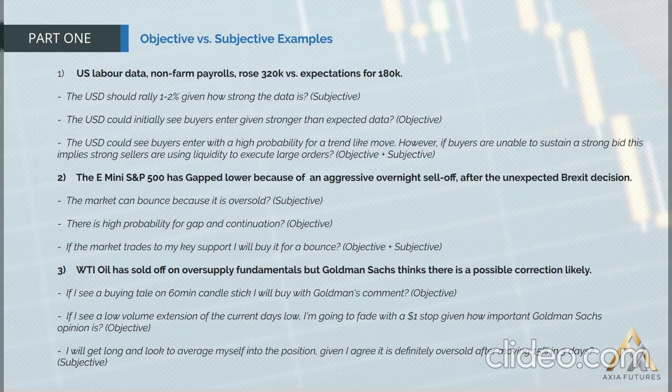Then, our next example. If I see a low volume extension of the current day's low, I'm going to fade it with a $1 stop given how important Goldman Sachs' opinion is. Again, it's a trick. Of course, we're leaning on Goldman Sachs' comment. However, we are utilizing an objective trading strategy to execute on. And because of that, we are remaining objective, even though we are using somewhat a subjective statement from Goldman Sachs.